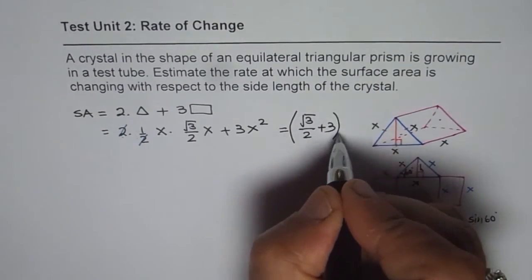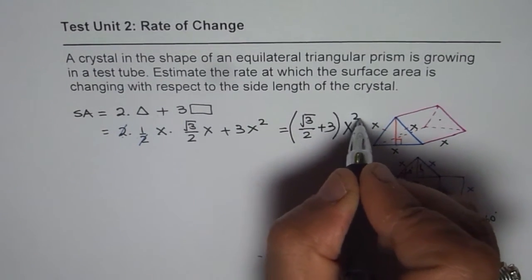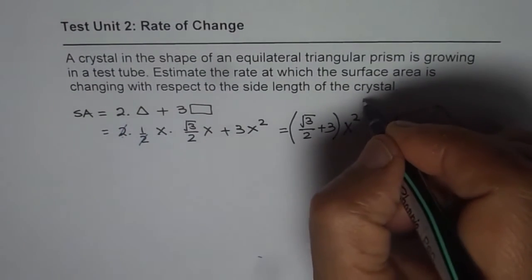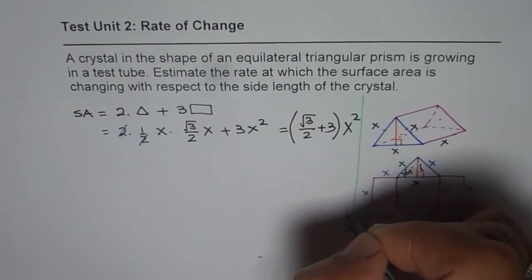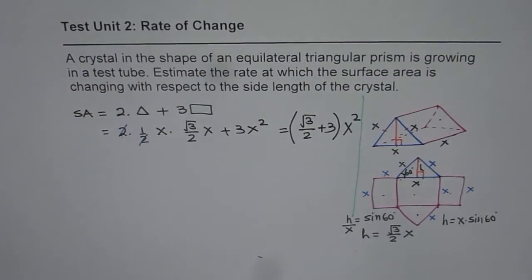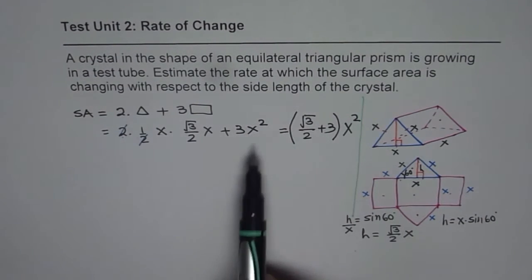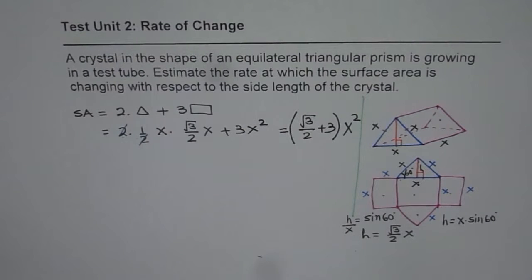Okay, these are too complicated to touch, so we'll just keep them separate. So let me now separate my work area with the diagram. Okay, that is how it is. So the surface area is (square root 3 over 2 plus 3) x squared. We took x squared common. That is the surface area.